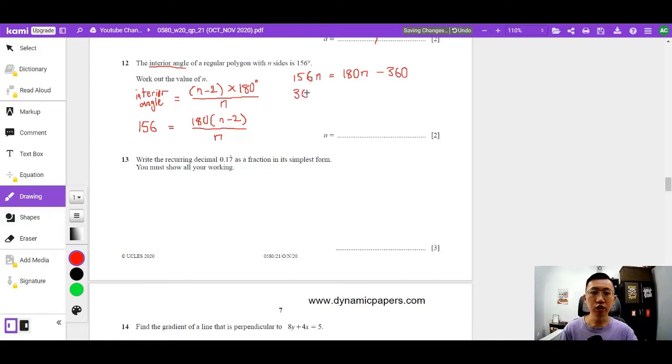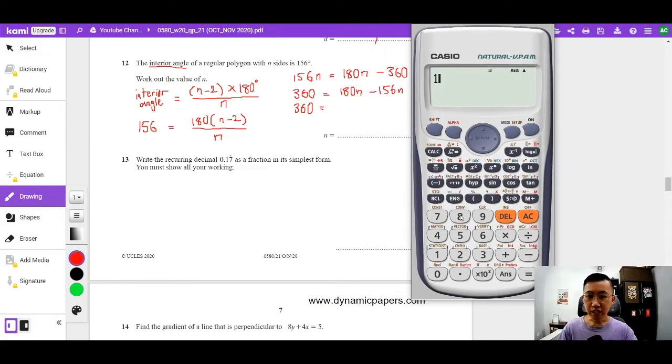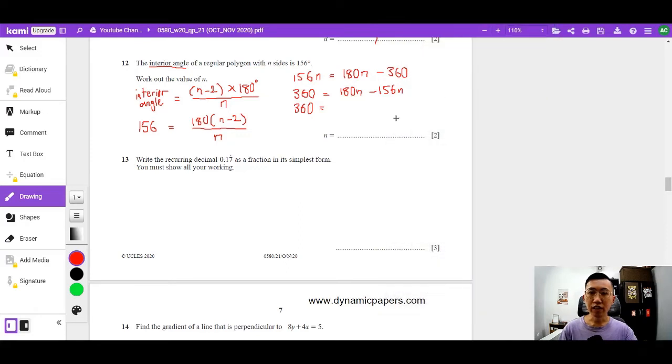You can do that, watch. Negative, go to the other side, become positive. 180n, copy back. 156n, throw it towards the other side, you get minus 156n. So 360 equals, here I need to use the calculator just to be safe. 180 minus 156, 24n. So this will get me 24n.